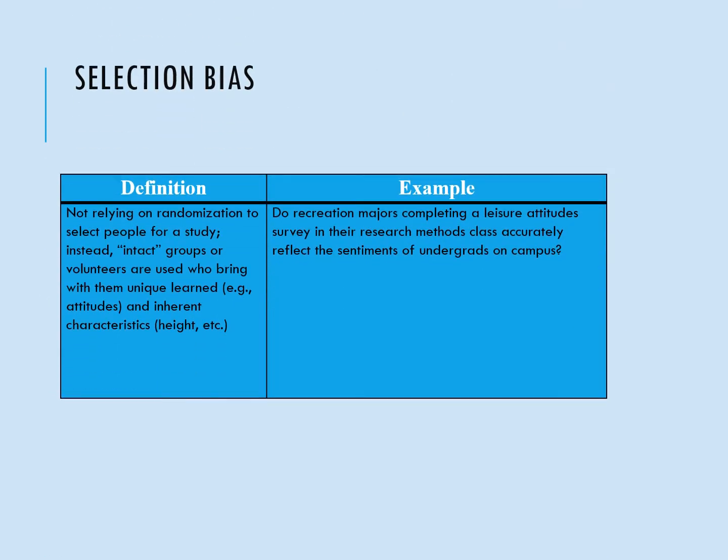So selection bias really means we're not doing random selection. We're not relying on randomization to select participants. So we're coming in with a different view of that. We're looking at volunteers, or we're looking at people that are already in place with certain characteristics of some sort. So an example of that would be, do recreation majors completing a leisure attitude survey in their research methods class accurately reflect the sentiments of undergrads on campus, right? So if we're looking at leisure attitudes, the reason it's selection bias is because we're selecting a group of people that we already know fit within a certain area and probably have a certain attitude related to that.